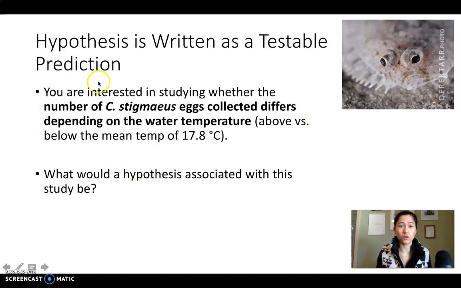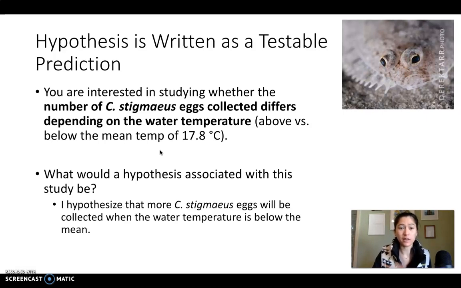So here's the overall research question here. How would you phrase that as an actual hypothesis? All right, so a hypothesis might look something like this. You might say something like, I hypothesize that more C. stigmaeus eggs will be collected when the water temperature is below the mean. So you're making, again, a specific testable prediction. So you're hypothesizing that there will be more eggs when water temperature is below the mean.